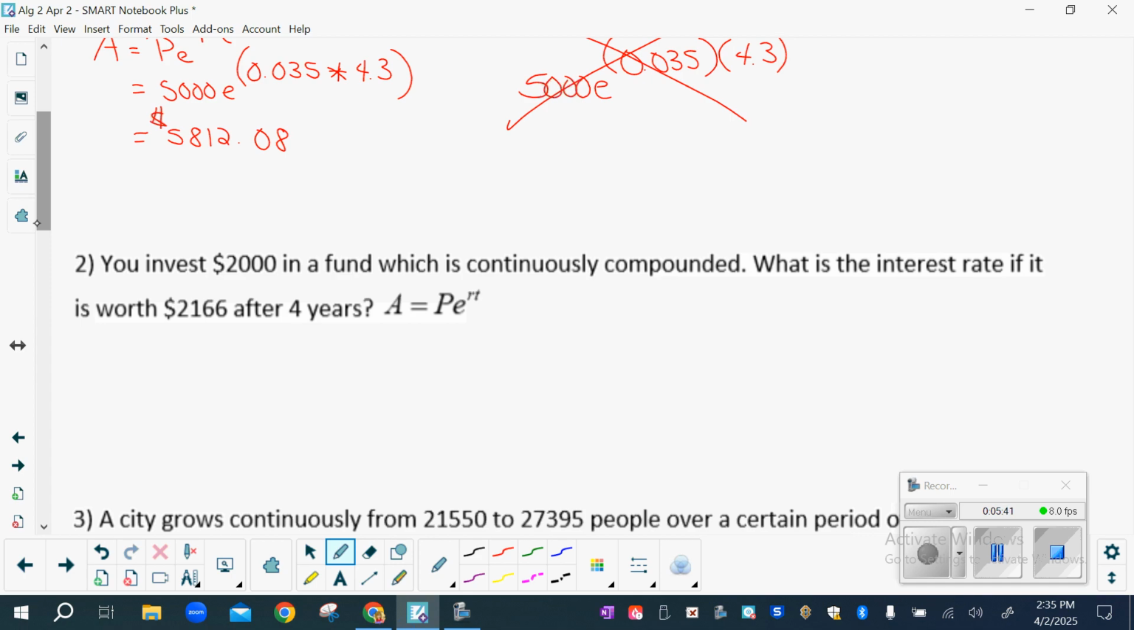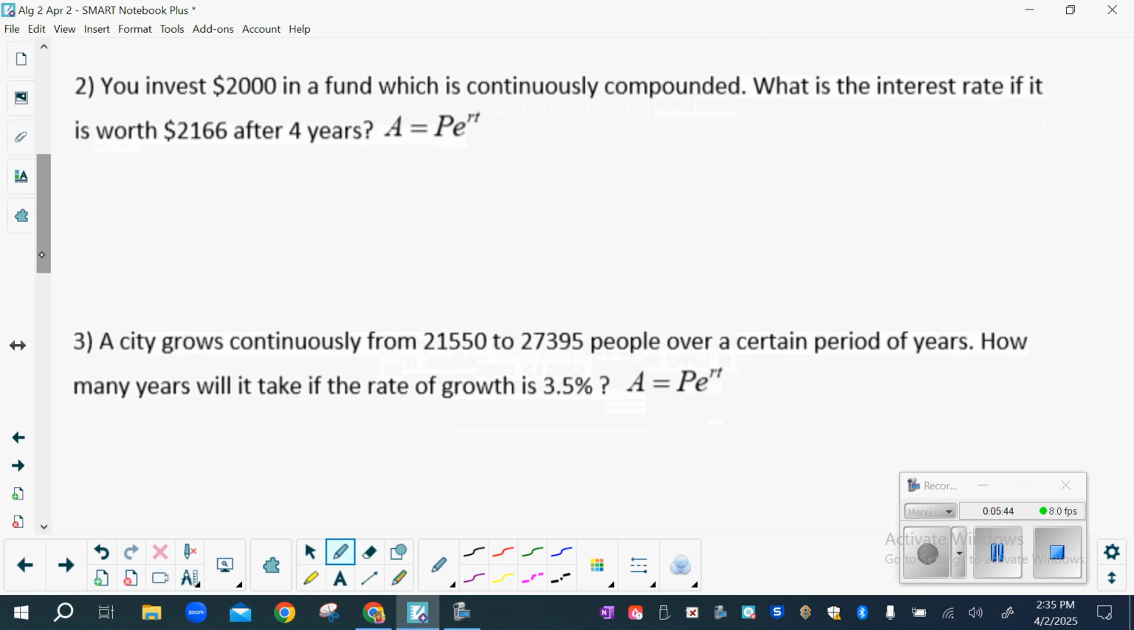Okay, number 2. You're investing 2,000 in a fund, which is continuously compounded. What is the interest rate if it's worth $2,166 after 4 years? So I'll always give you that formula. So we're going to use the formula A equals PE to the RT.